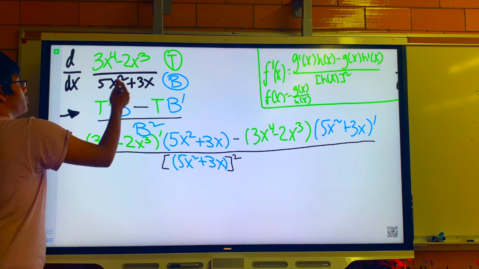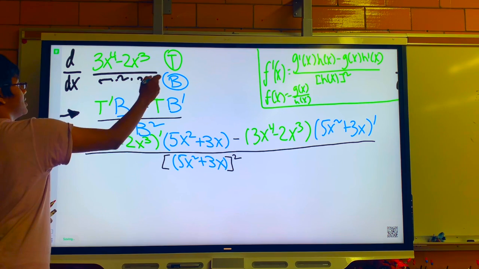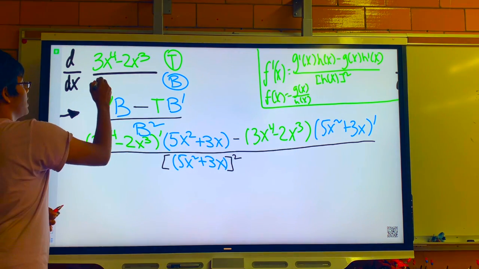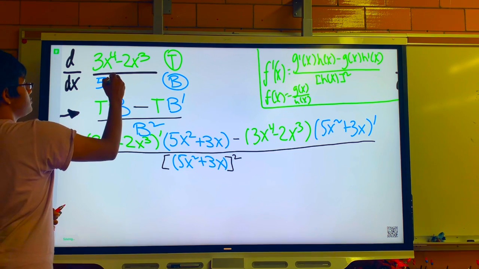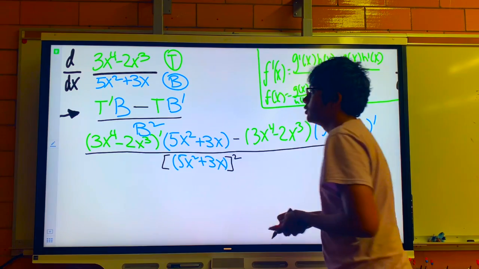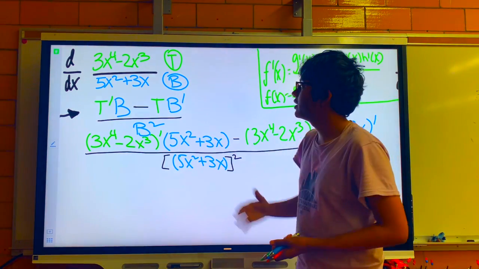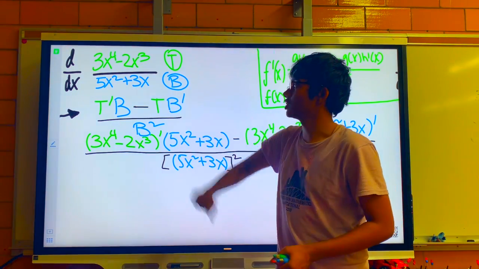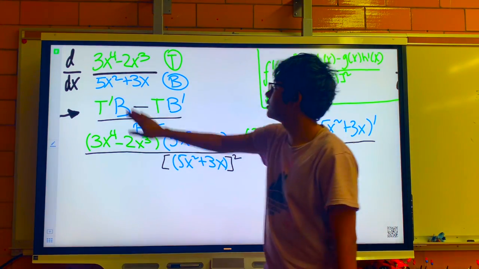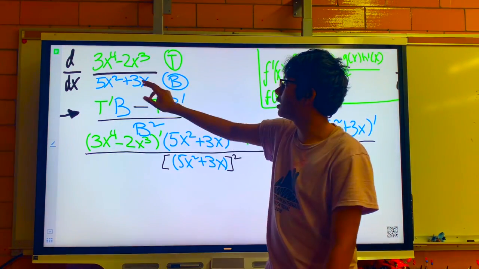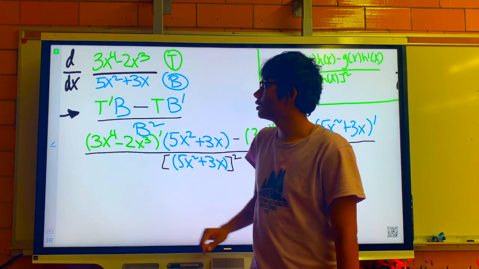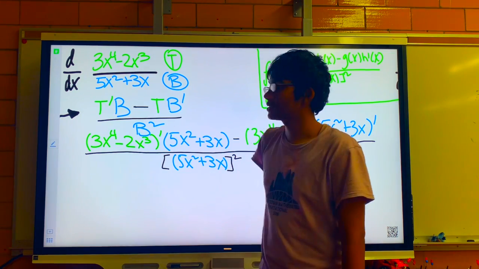And of course, I'm going to review once I finish taking the derivative, so you folks can understand what I'm actually doing. And on the bottom, I have 5x squared plus 3x. Okay, so what are we doing? Well, we're evaluating the derivative of this function. This function is the quotient of two polynomials, right? The top polynomial is 3x to the fourth minus 2x cubed, and the bottom polynomial is 5x squared plus 3x.